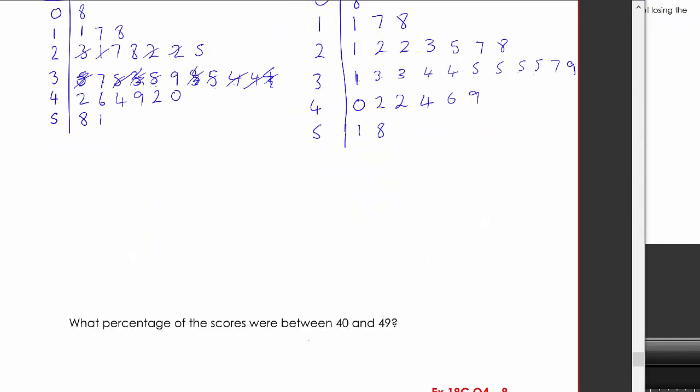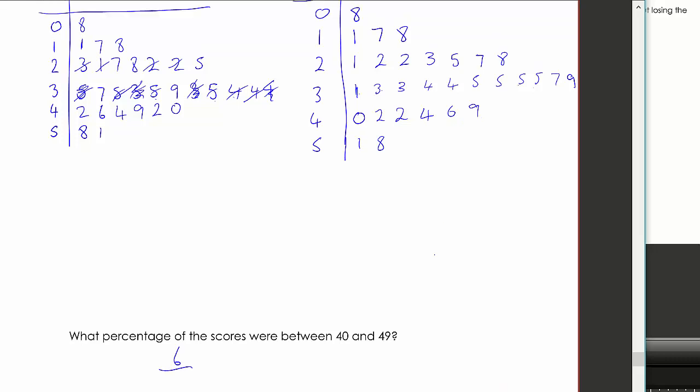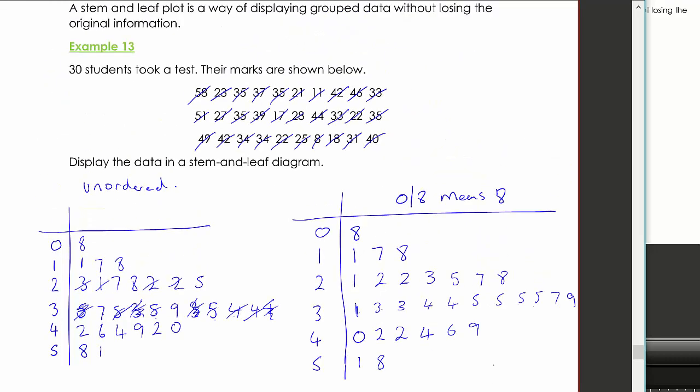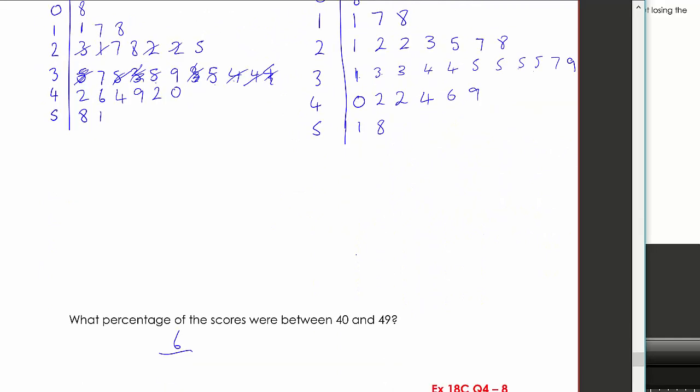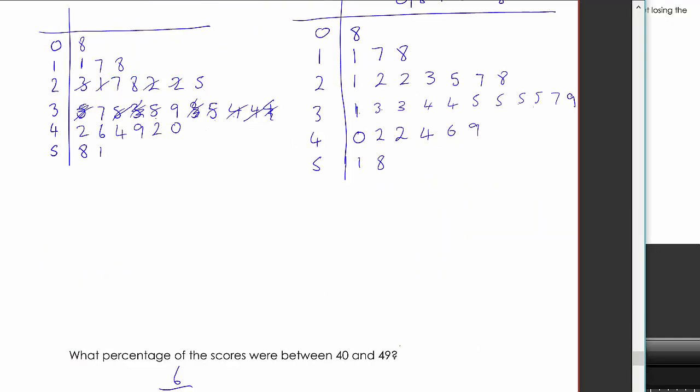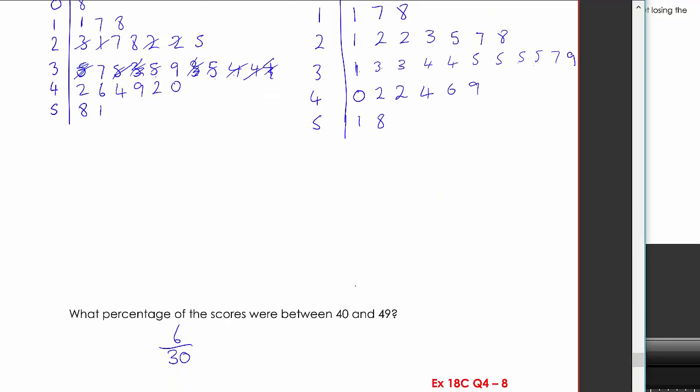So what percentage of the scores were between 40 and 49? So 1, 2, 3, 4, 5, 6. There were 6 scores. And there were 30 in total. So it's 6 over 30. Change that into a percentage. And I do believe that that's 20%. I don't really need a calculator for that.